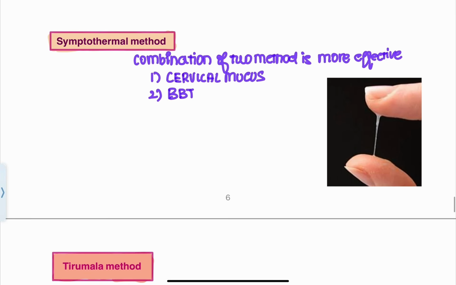Is it clear? So this picture is Spinnbarkeit test positive. Clear? Yes. Now coming back to another important method which is called the symptothermal method.